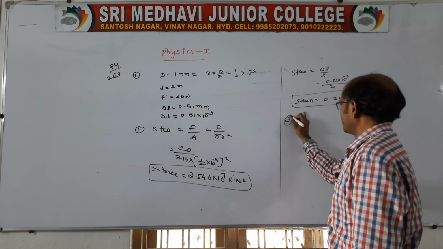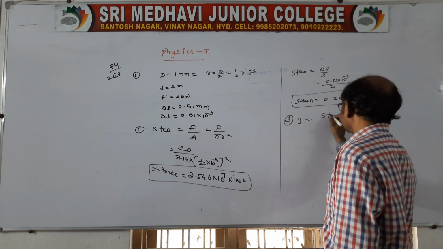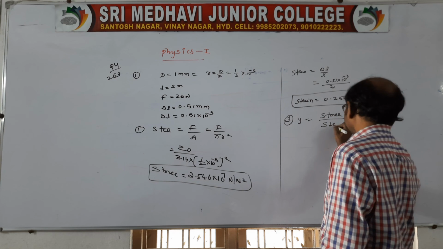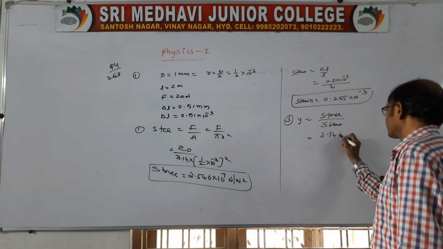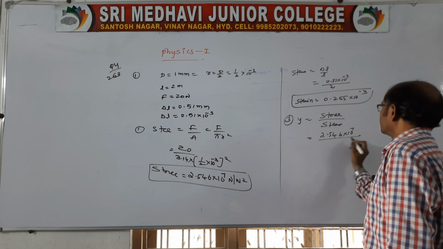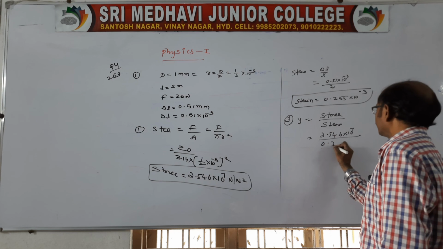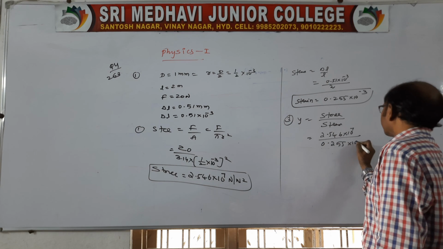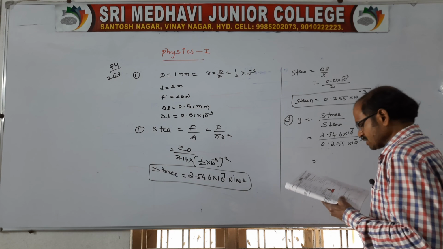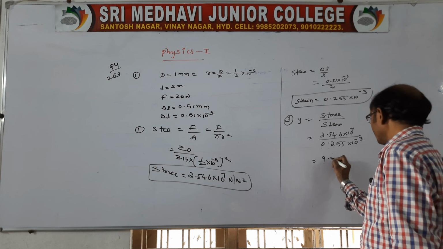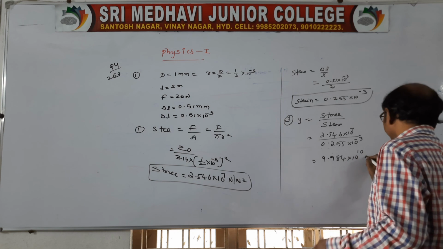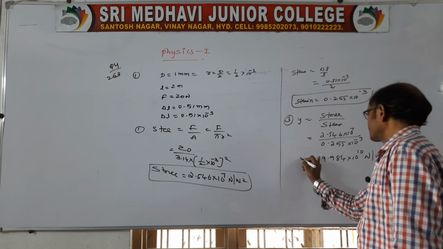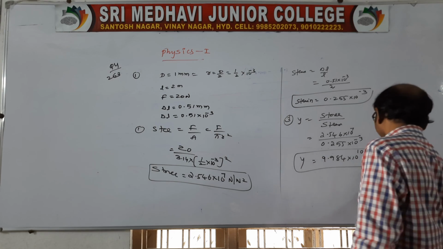The third one is asking for Young's modulus, which is stress by strain. Stress we know is 2.546 into 10 power 7, and strain we know is 0.255 into 10 power minus 3. After simplification, approximately 9.84 into 10 power 10 Newton per meter square. This is the Young's modulus.